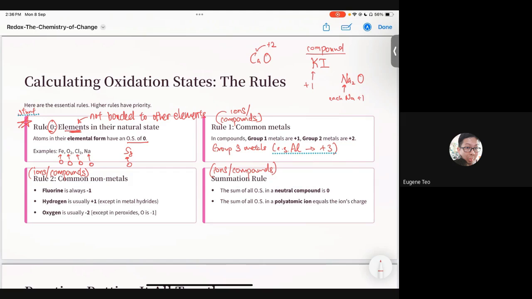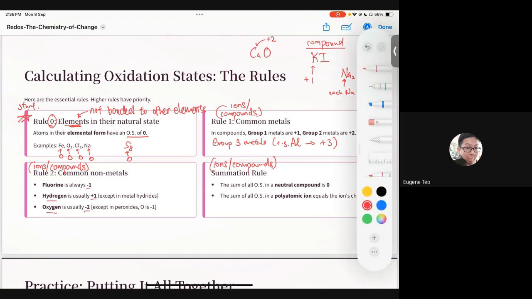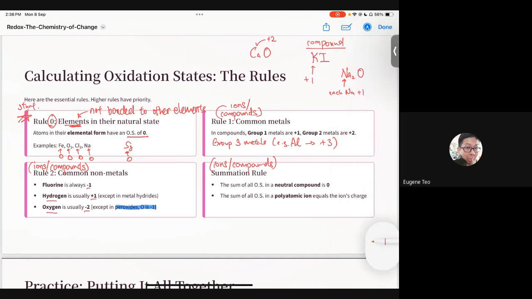Okay. Next, common non-metals. Fluorine is always -1. Hydrogen is usually +1. Oxygen is usually -2. Now, I want you to highlight this one here. Peroxides: O is -1. So what is an example of a peroxide?